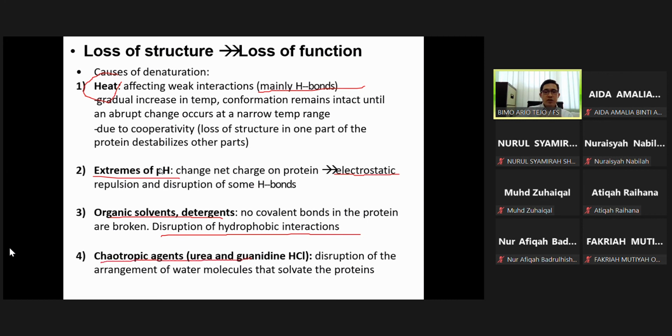And then chaotropic agents, urea and guanidine hydrochloride, will also disrupt the water molecules that solvate the protein. Because you know, I explained yesterday that this is the protein, and the protein is surrounded by water, kan? Surrounded by water. So this arrangement stabilizes the protein. But when you add urea and guanidine hydrochloride in high concentration, 6 molar, it will strip off the water molecules. Dia akan buang water molecule ni, so the protein structure will be destroyed. Dia akan terbuka.